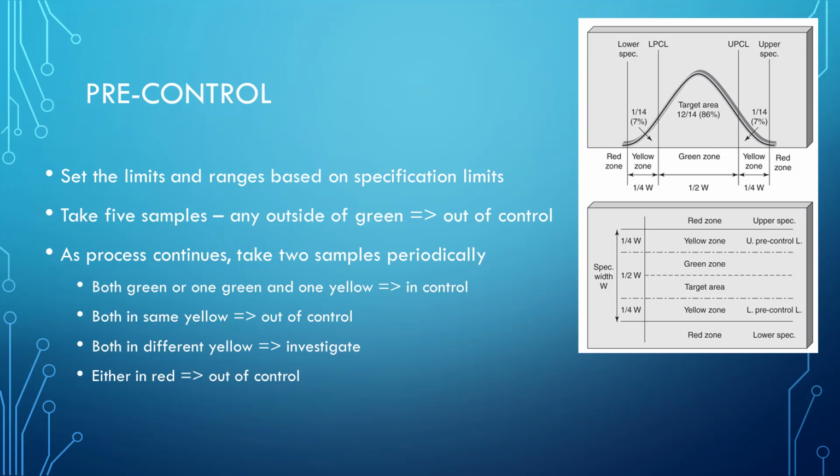We start by taking 5 samples. If they are all inside the green area, then we consider the process to be in control and go from there. If they are not in the green area, then the process is out of control, and we need to reduce the assignable cause variation. Once we find that we're in control, then we take 2 samples every now and then. And depending on where they fall in the red, green, and yellow zones, that decides whether things are in control or out of control. Remember, the purpose for this is to be able to detect whether in control or out of control very early on before we have enough data to set real control limits.